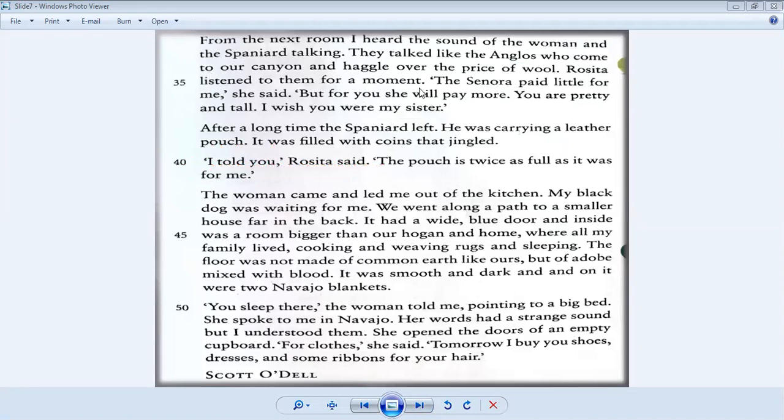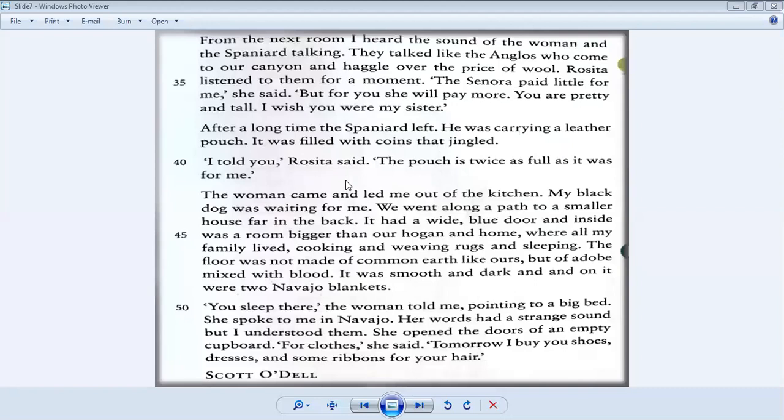From the next room, I heard the sound of a woman and a Spaniard talking. They talked like Anglos who came to our canyon and haggled over the price of wool. Rosita listened to them for a moment. The Senora paid little for me, she said, but for you she would pay more. You are pretty and tall. I wish you were my sister. After a long time, the Spaniard left. He was crying and he was carrying a leather pouch filled with coins that jingled. I told you, Rosita said, the pouch is twice as full as it was for me.